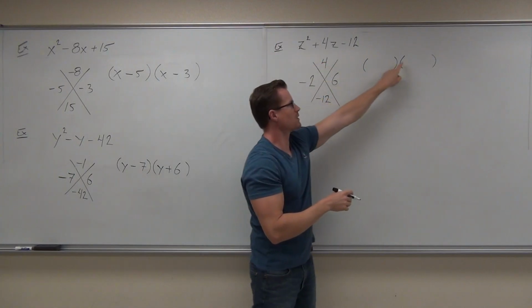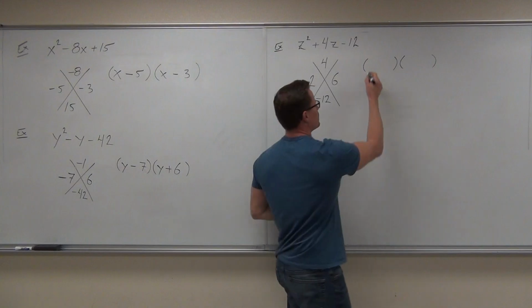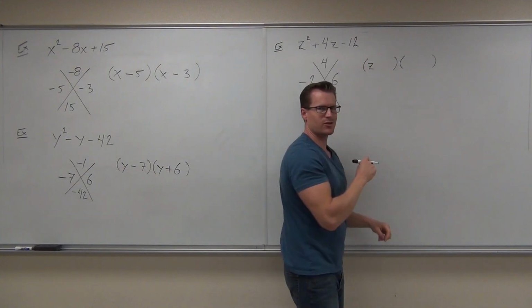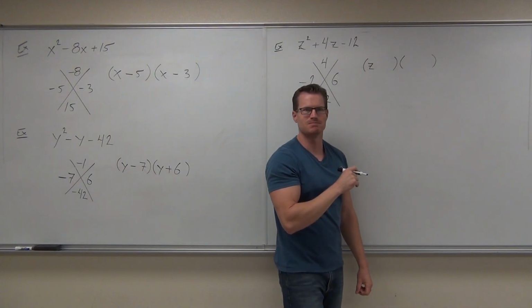What do I put here and here? Z. Yeah. You sound like my little math robots. That's awesome. What do I put here? Z. Please feed me more numbers.